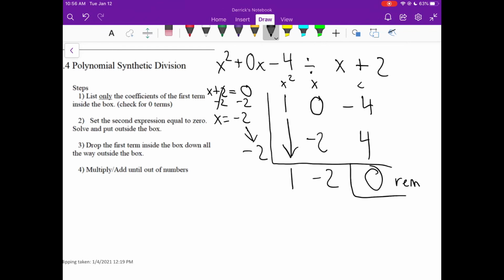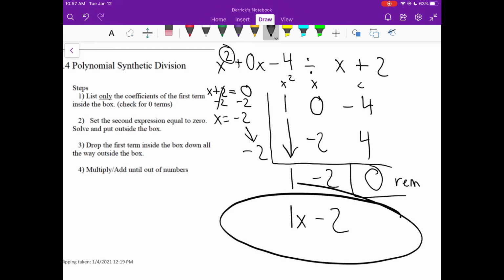So to finish out this problem, we started with an x squared function, so that means we drop down to this just being an x to the first, which would make this minus 2 a constant, and our answer really is just simply x minus 2, or 1x minus 2. No fraction, nothing like that, because we don't have a remainder.